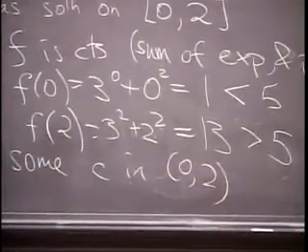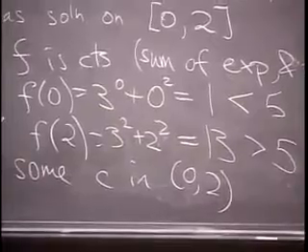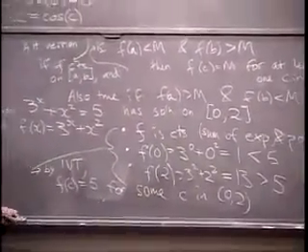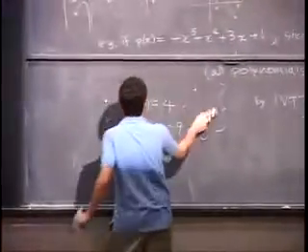It's also true for some c in the closed interval [0, 2]. It's just that we know it's not at 0 or 2, so this is actually a stronger statement. So that's all I really want to say about the intermediate value theorem.